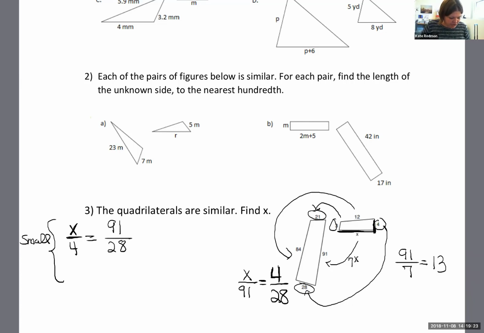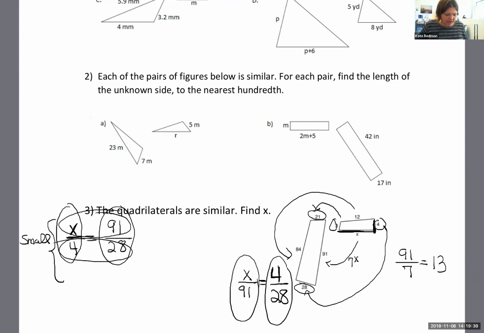So I chose to do small quadrilateral, large quadrilateral when I was looking at either side. And then I chose to do corresponding sides this way. You're choosing to do corresponding sides with corresponding sides and small quadrilateral on top, big quadrilateral on the bottom. But you still kept your relationship consistent, so you'll still get a good answer out of it. Make sense? Okay.